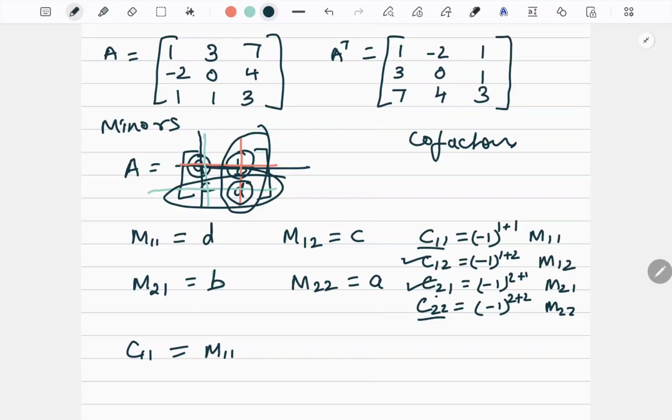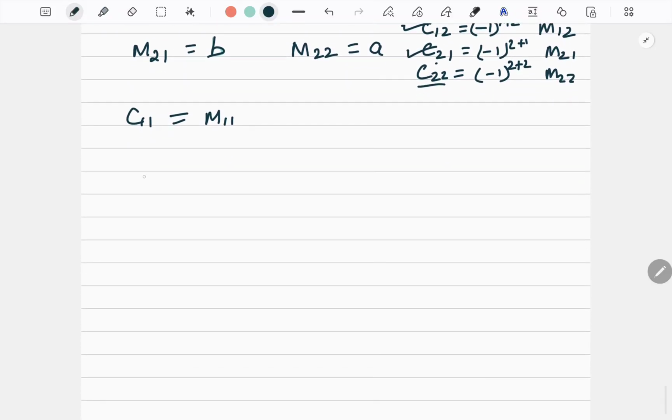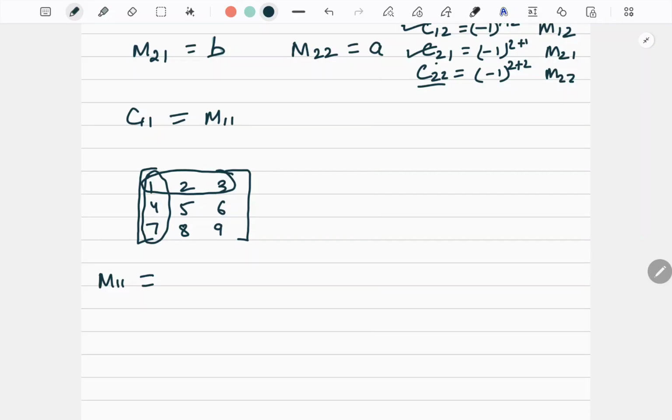Now this is a 2 cross 2 matrix. The similar thing I can do with a 3 cross 3 matrix. Okay. So now let us take one 3 cross 3 matrix. So I'll take 1, 2, 3, 4, 5, 6, 7, 8, 9. Correct? Now if I want to write the minor for the first element, I will hide this first row and first column. First row and first column. What is left? A matrix is left: 5, 6, 8, 9.